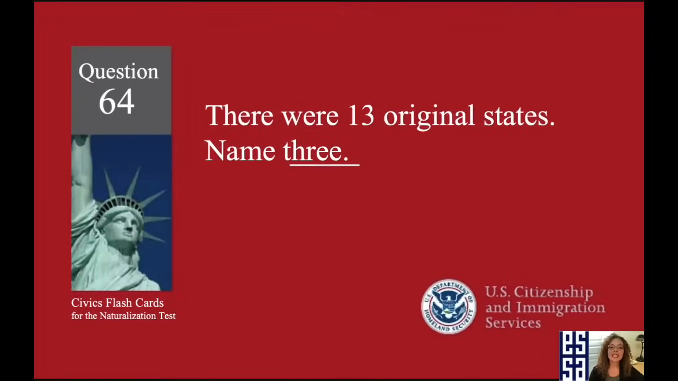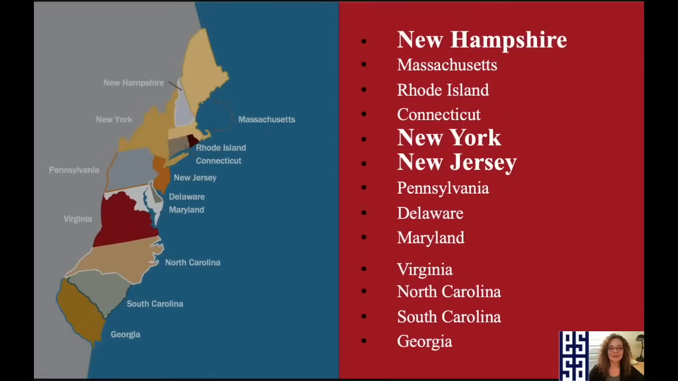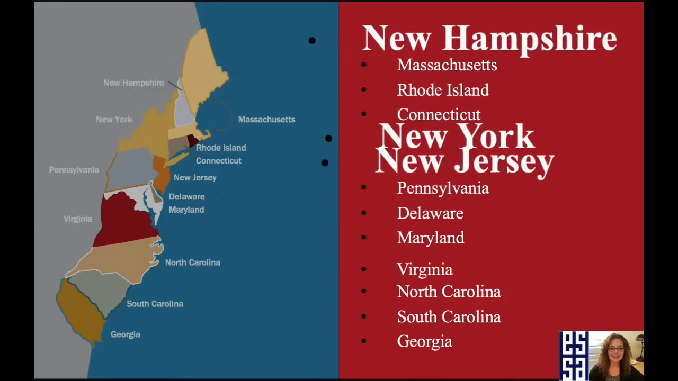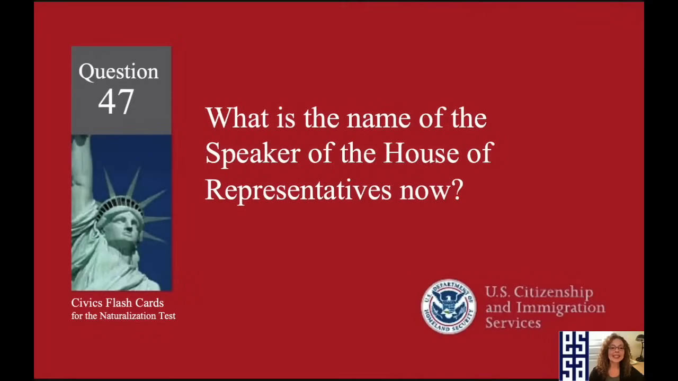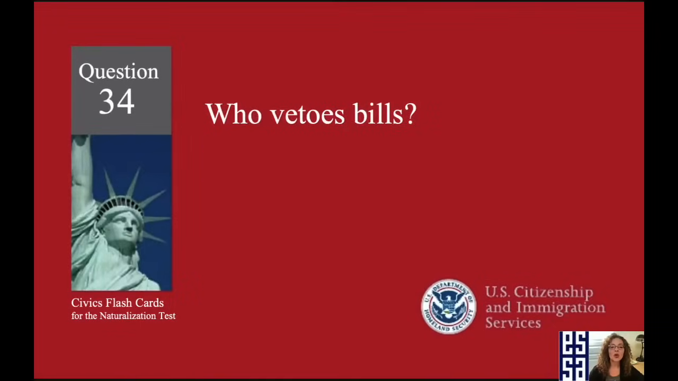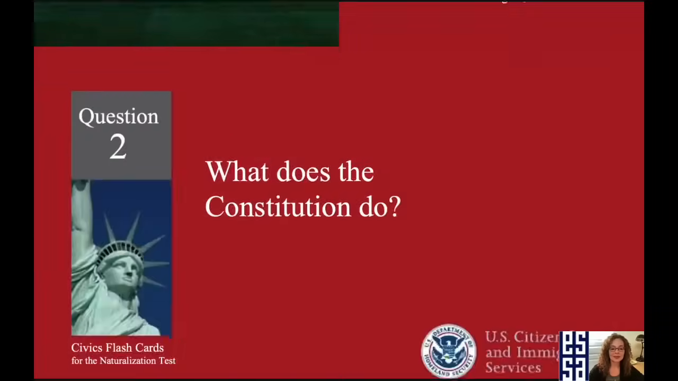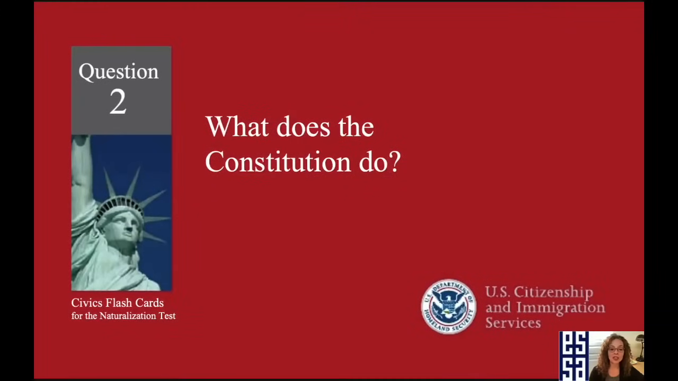There were 13 original states. Name 3. New Hampshire, New York, New Jersey. What is the name of the Speaker of the House of Representatives now? Who vetoes bills? The President. What does the Constitution do?